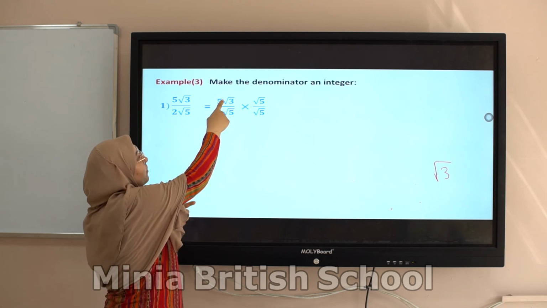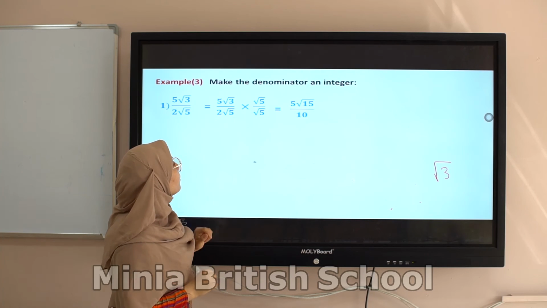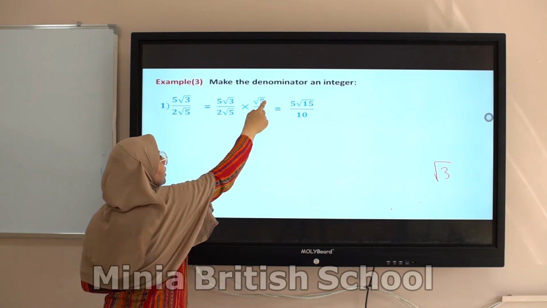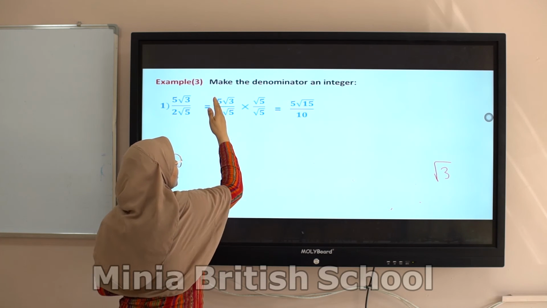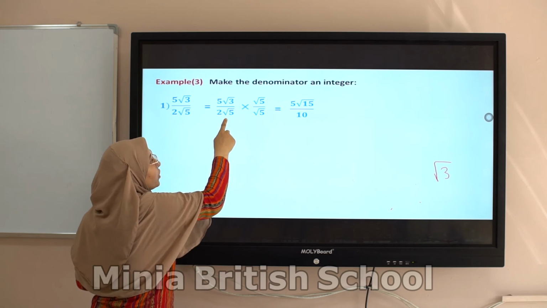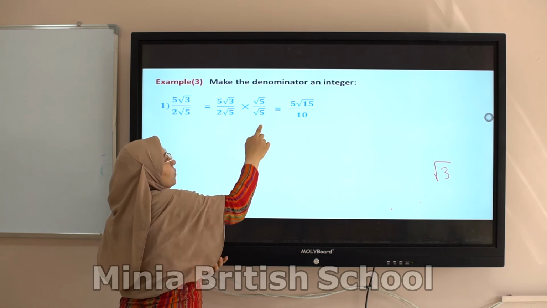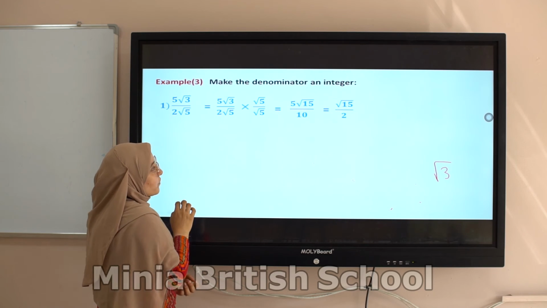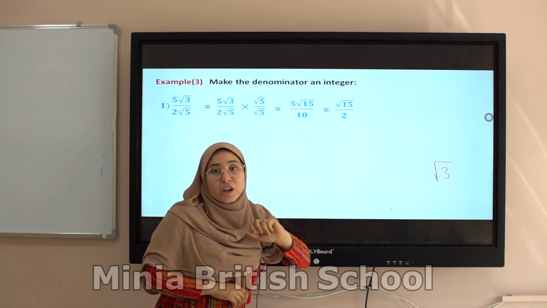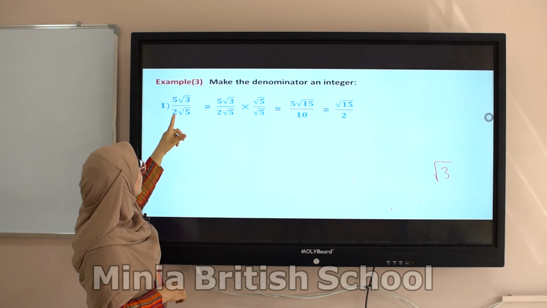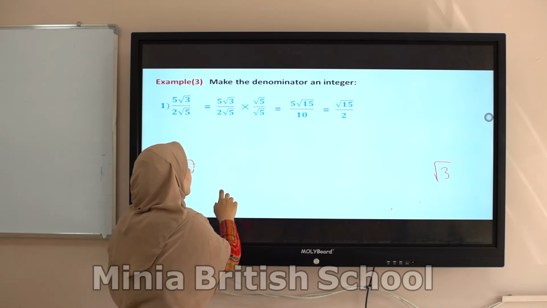So 5 root 3 times root 5 equals 5 times root 3 times root 5 equals 5 root 15. Root 5 times root 5 equals 5, times 2 equals 10, okay? I will simplify it, equals root 15 over 2. So 5 root 3 over 2 root 5 equals root 15 over 2.